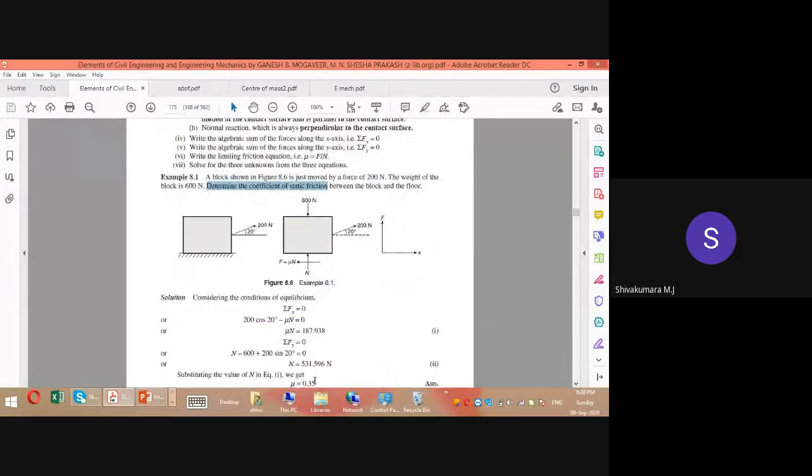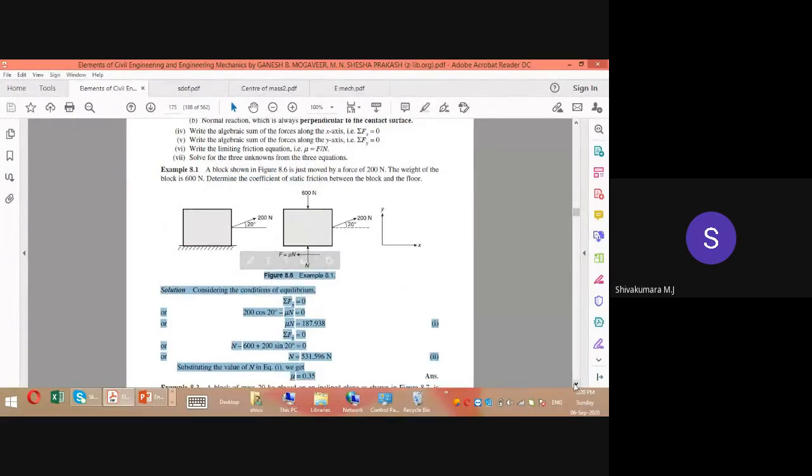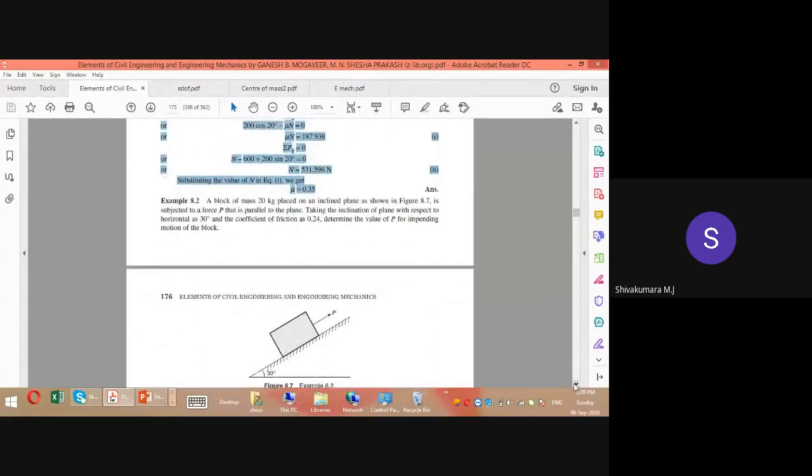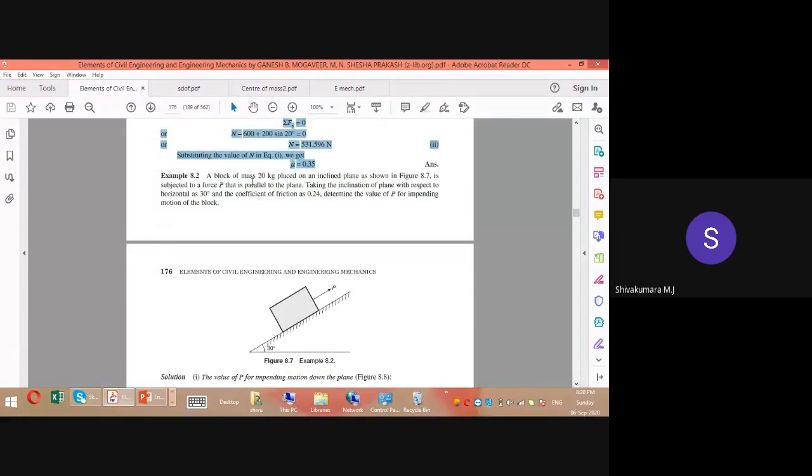Okay, so here we saw one simple problem on how to calculate the coefficient of friction. Let us see one more problem, whether the object will slide or not. There is a block of weight 20 kilonewton placed on an inclined plane at an angle of 30 degrees with respect to horizontal, and it is subject to a force P that is parallel to the plane. Taking the inclination with respect to horizontal as 30 degrees and the coefficient of friction as 0.24, we have to determine the value of P for impending motion of the block.